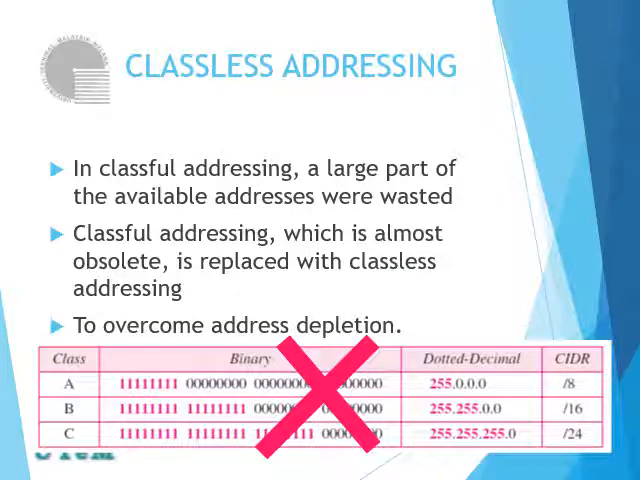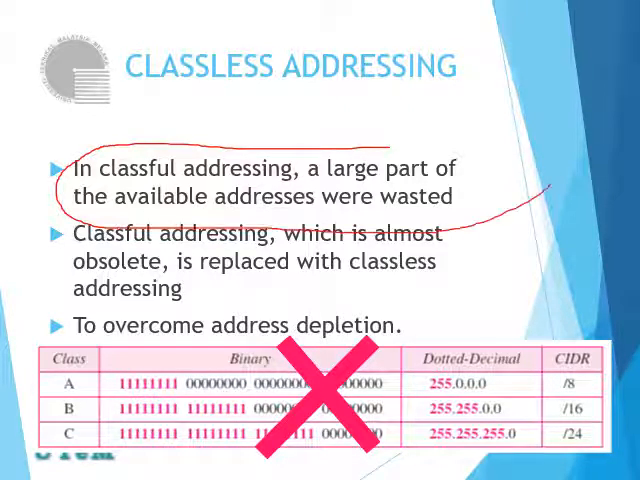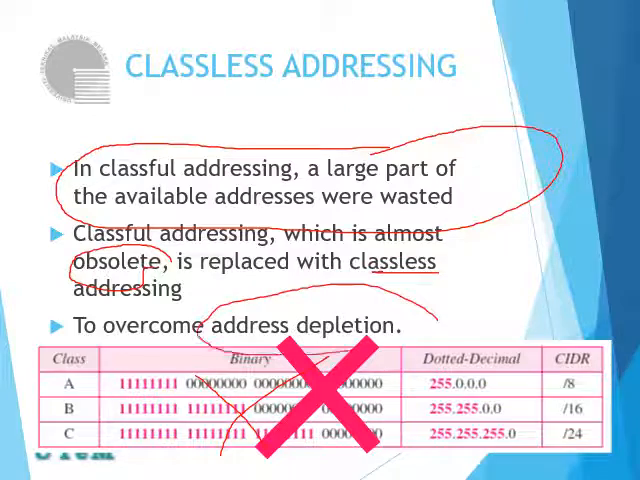Okay, so now we are done with classful addressing. So let's discuss classless addressing. In classless addressing, there is no class. No class anymore. As we know, in classful addressing, a large part of the available addresses are wasted. So classful addressing, which is almost obsolete, is replaced with classless addressing. There is no class to avoid address depletion.